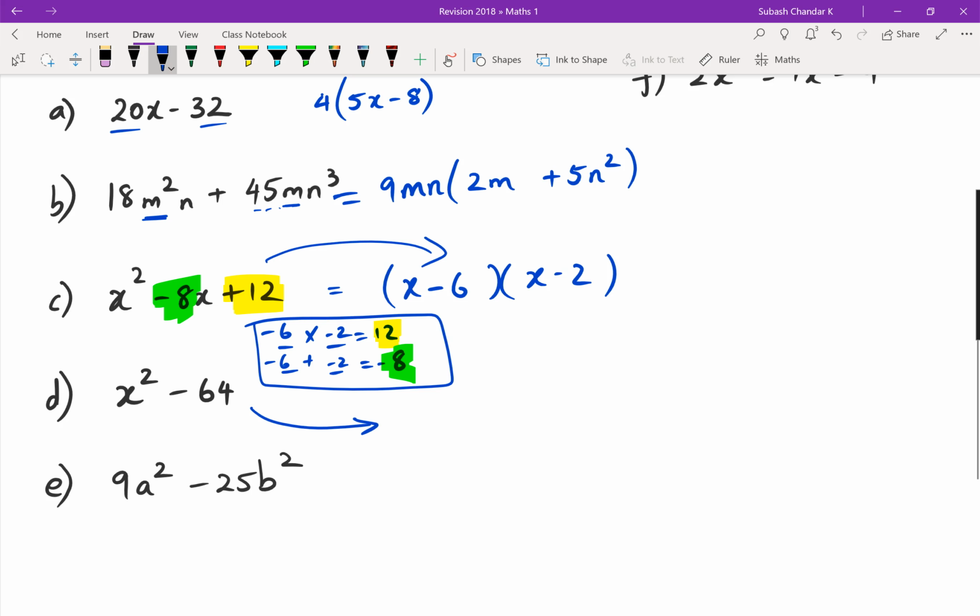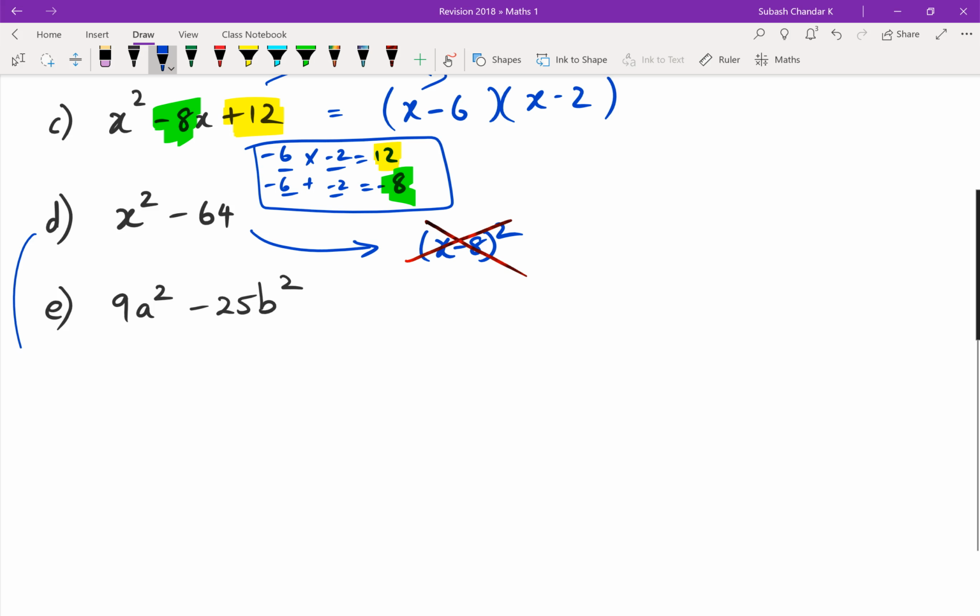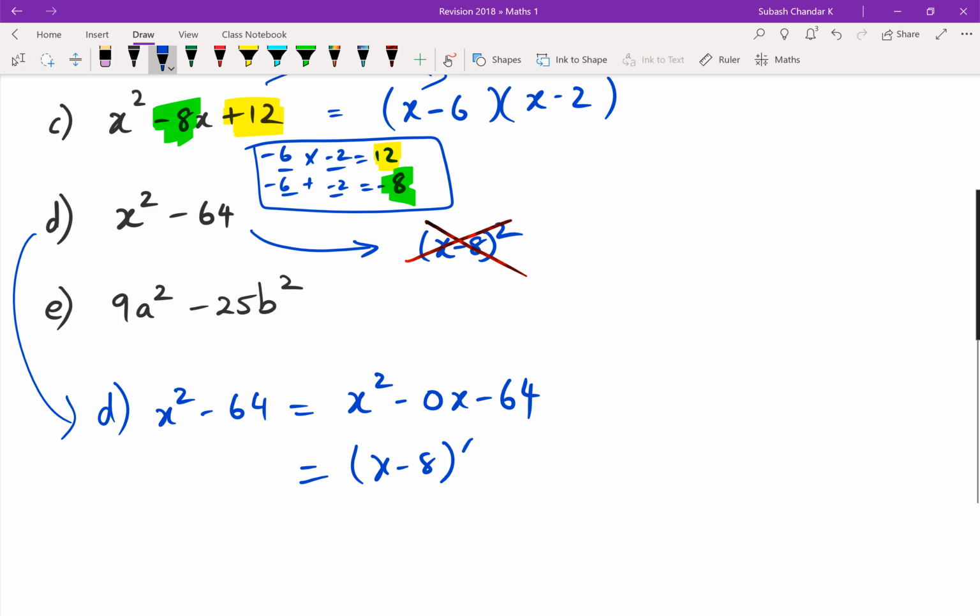Now as for this question, 2D. Okay, x squared minus 64. I've seen people do this. If you do that, sorry guys, you're incorrect. Because this question, I'm going to do it at the bottom here, x squared minus 64 can be written as x squared minus 0x minus 64. So you're looking for 2 numbers that multiply to minus 64 and add up to 0. So in this case, x minus 8 and x plus 8.